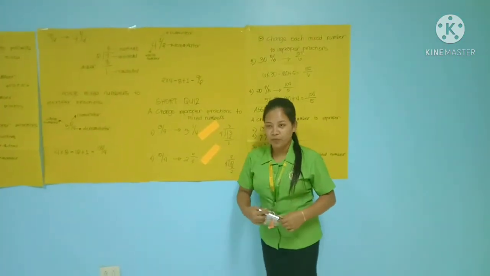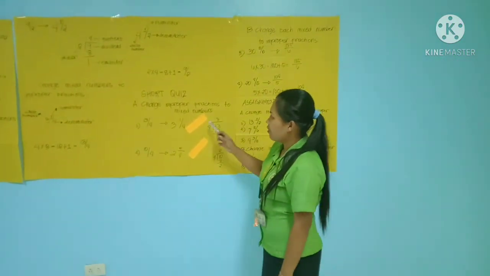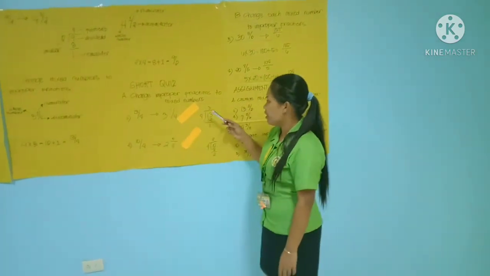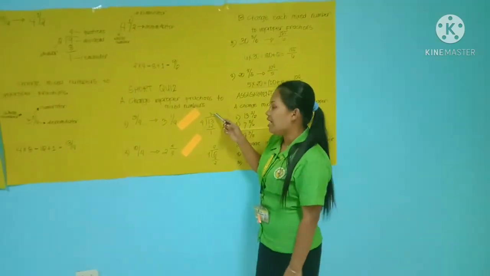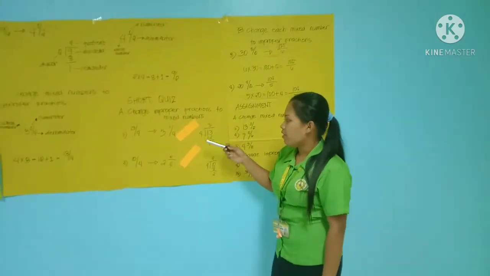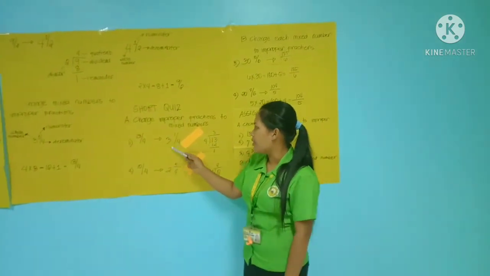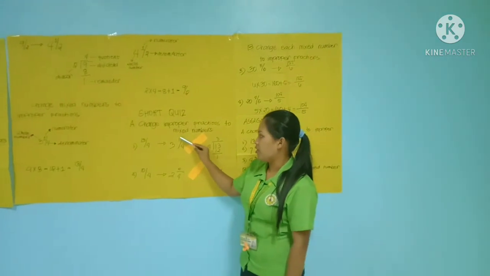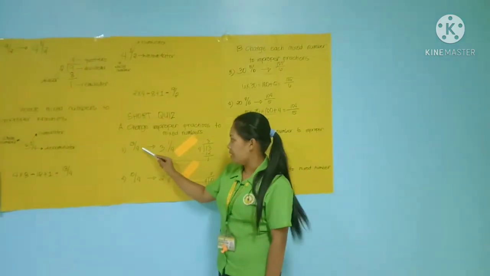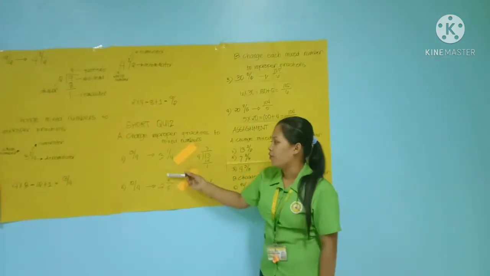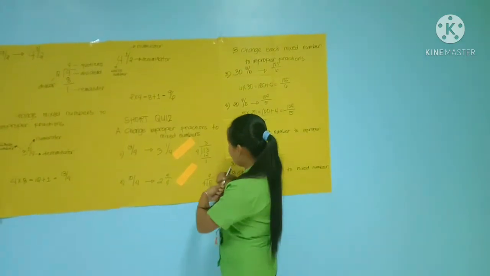Now let's check your work. 13/4. So 13 divided by 4 is 3. 3 times 4 is 12. 13 minus 12 is 1. So 3 will be our whole number. 1 will be our numerator, and we will just copy the denominator, which is 4. So 3 and 1/4. Correct.